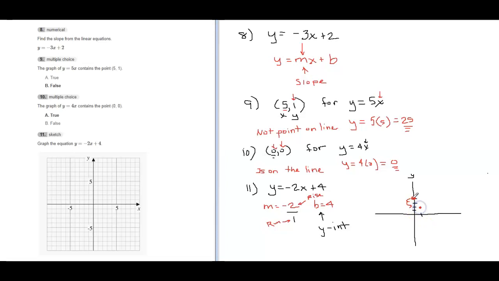Okay, so let me do that again. I started here on 4 on the y-axis. I went down 2. And then from there, I went 1 to the right, because 1 is positive. That's where I put my second point. And then you can connect those 2 points with a straight line. And that's how you graph problem number 11. Okay, check the other videos for the rest of the exercises.